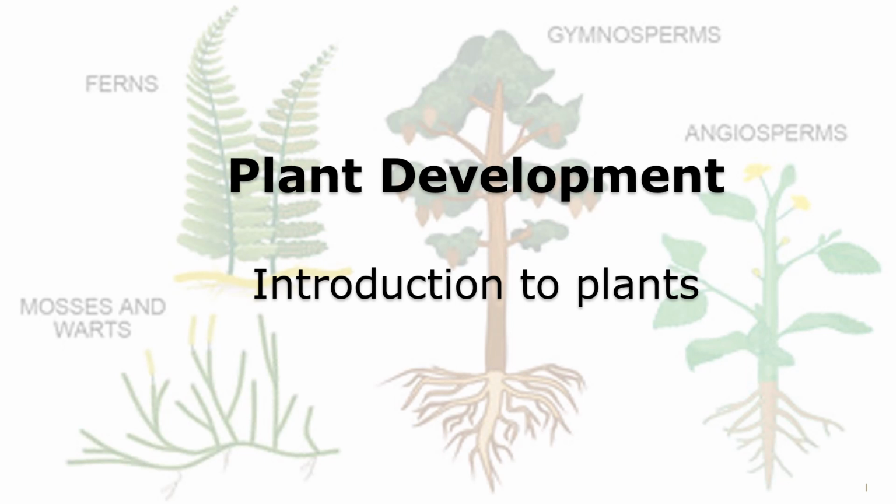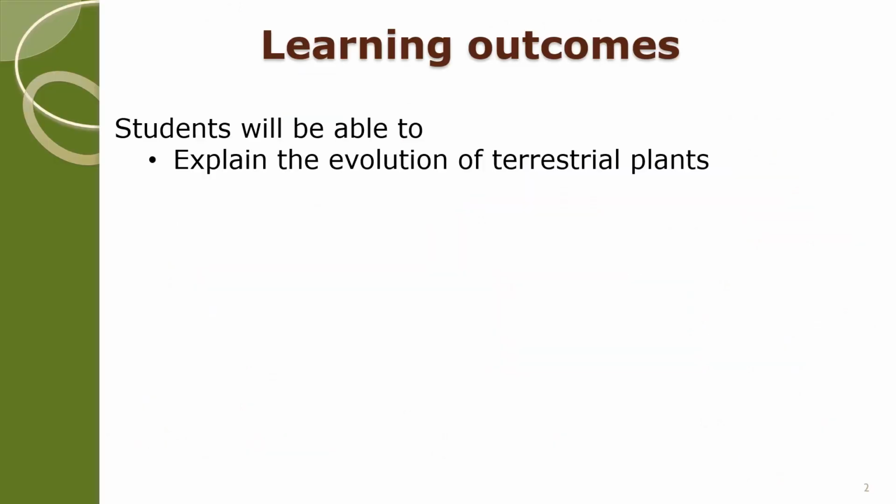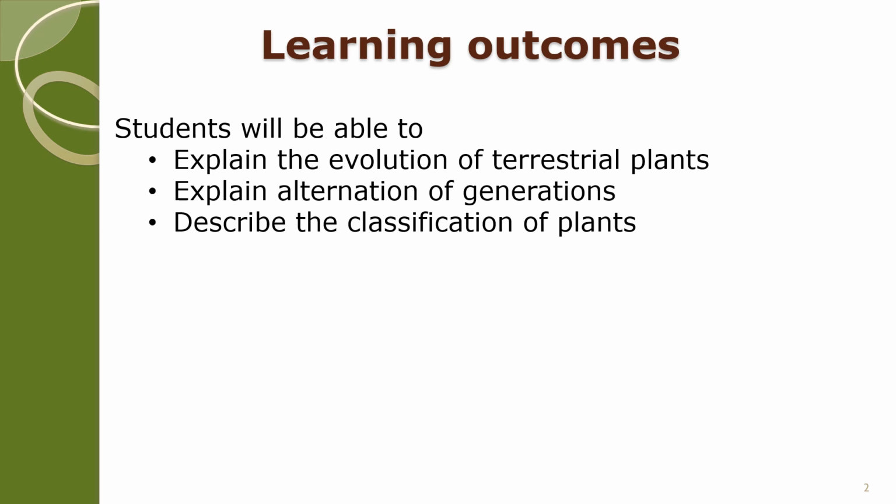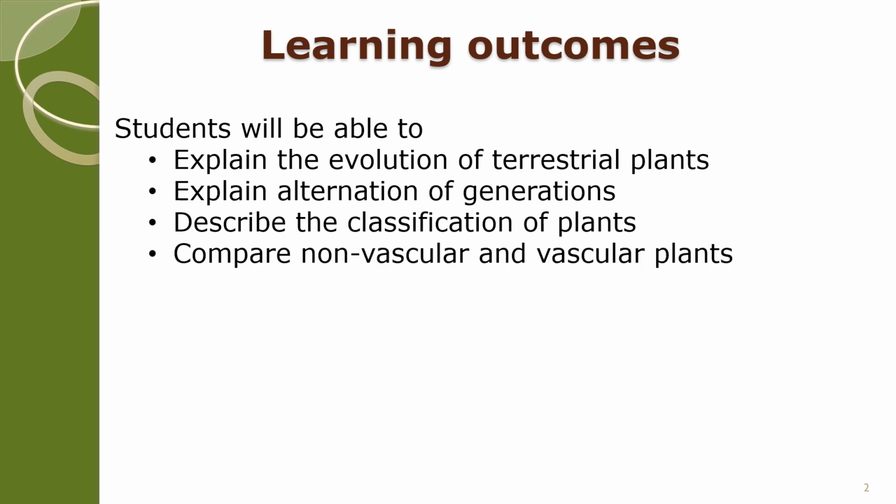In this talk, we're going to learn about the general characteristics of plants. We will first begin with the evolution of terrestrial plants, followed by learning about the alternation of generations. We will then learn about the classification of plants and compare non-vascular plants and vascular plants.